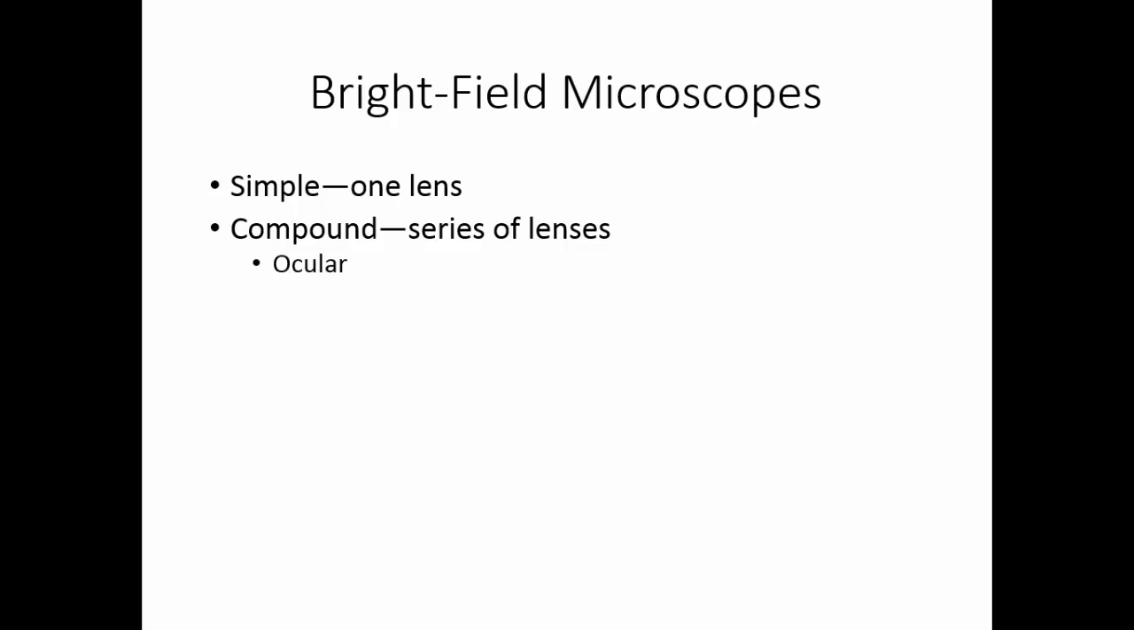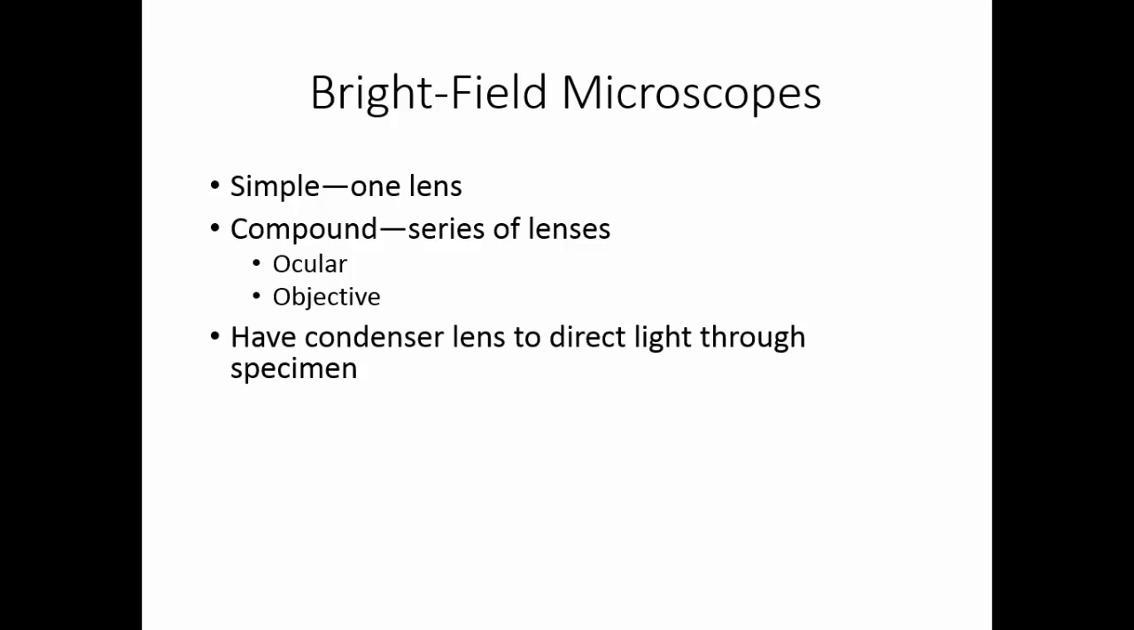Typically there are two, the ocular or the eyepiece, and then the objective. Bright field microscopes have a condenser in them. This condenser helps make all of the light that gets to the condenser travel in a straight line through the specimen. Otherwise, the light would be somewhat scattered.